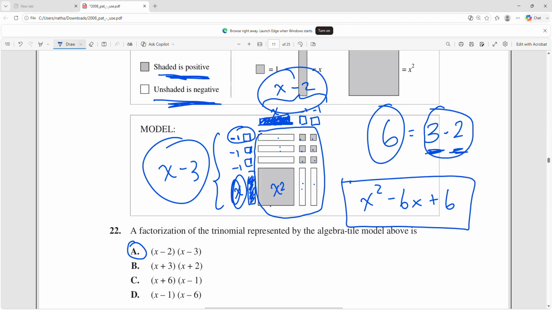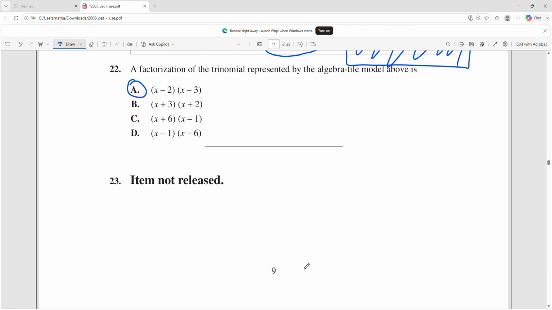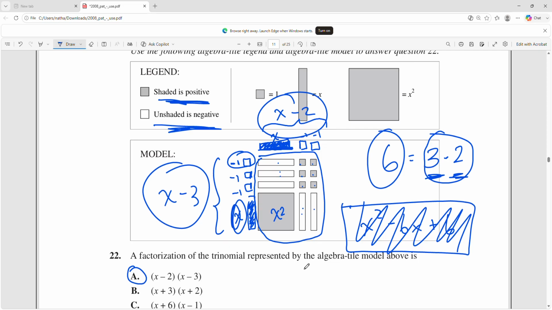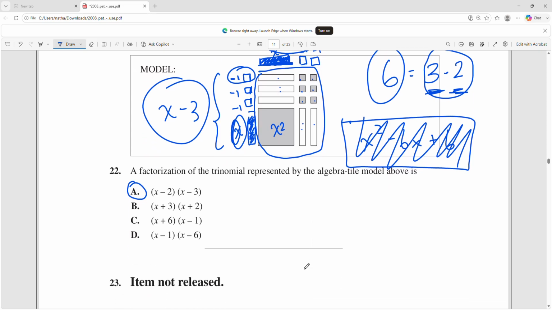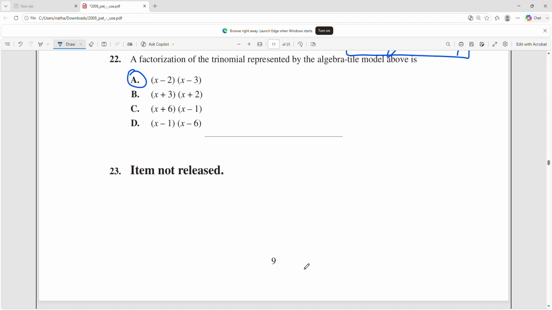But they were just asking for the factors of this. They didn't even ask us for what that is. So our answer here is 22. Now, if you have any questions about that, totally understandable. This looks like something you're probably not used to seeing, so definitely come ask me if you need some more explanation on that. But hopefully that made sense for you.